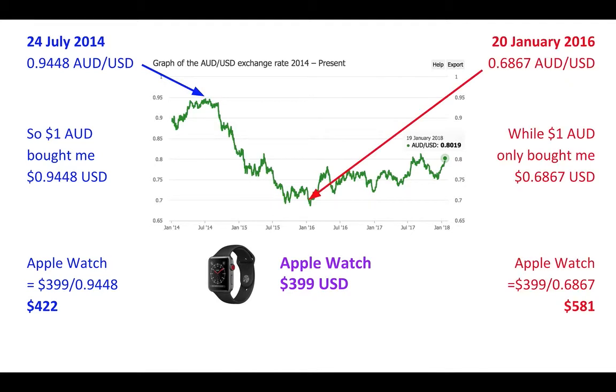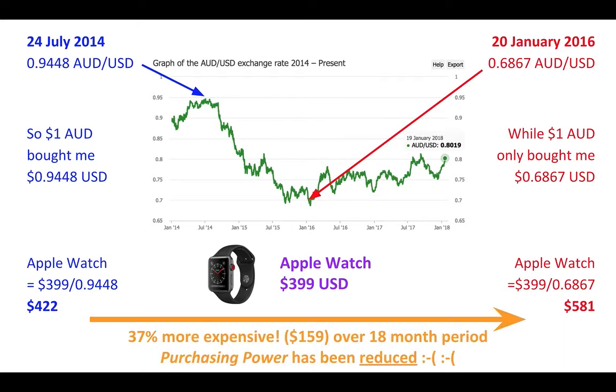18 months later, on the 20th of January 2016, one Australian dollar bought only 0.6867 US dollars. So the Australian dollar depreciated against the US dollar. So the Apple Watch now cost me 581 Australian dollars. Therefore, the same watch at the same price in the US cost 37% more, or $159 more, over an 18-month period. This depreciation had reduced our purchasing power.